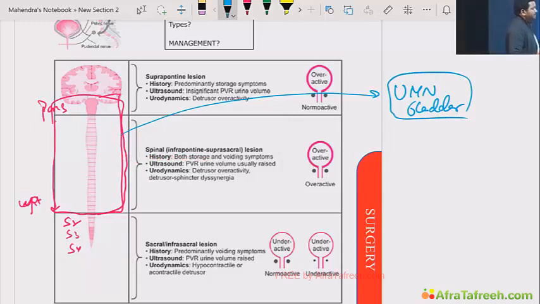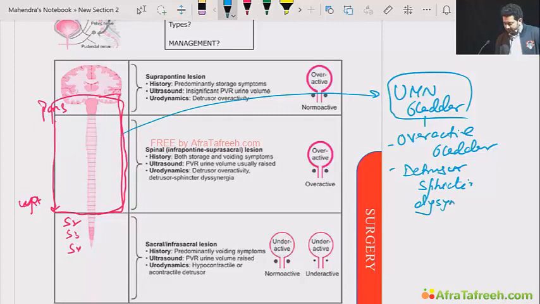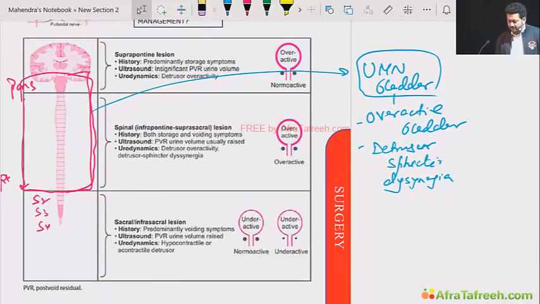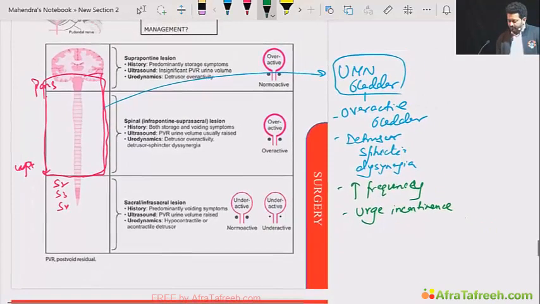In upper motor neuron bladder, the problem is that the bladder will contract too frequently. The patient has to go like every 10 or 15 minutes to the washroom, and every time he goes, a little bit of urine will come. So in these cases, overactive bladder, detrusor sphincter dyssynergia. Means the detrusor will contract but sphincter will not relax. Increased frequency of micturition, and there can be urge incontinence. So in upper motor neuron bladder, the main treatment is anticholinergic drugs.